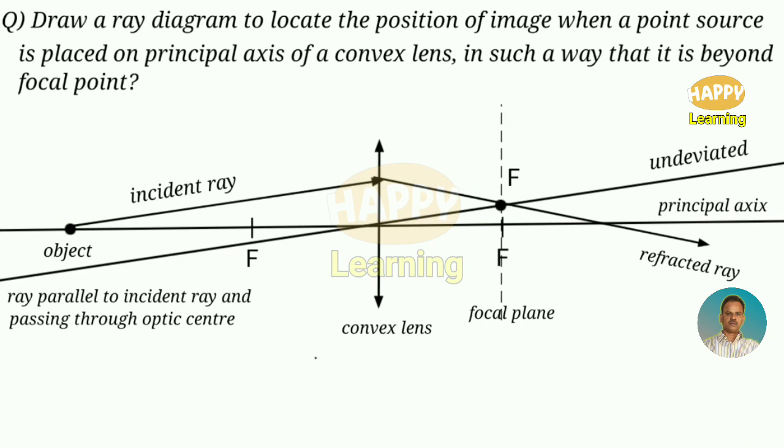Now if you extend this refracted ray, it will meet the principal axis at this point and this point is the position of image. Here is the image formed for the object O. So the final image for the point object on the principal axis is this point on the other side of the convex lens on the principal axis. Okay, right.